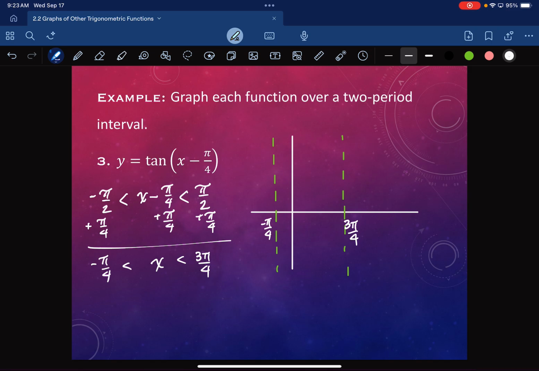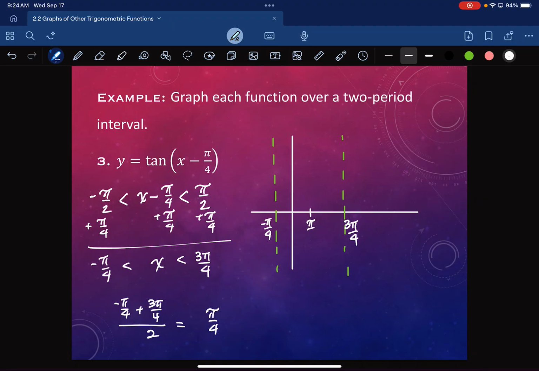It's been shifted, and the halfway point is no longer the origin either, right? So we would need to know what is halfway between negative pi over 4 and 3 pi over 4. If we add those together, negative pi over 4 plus 3 pi over 4, and then divide by 2, do you know what you get? We get pi over 4.